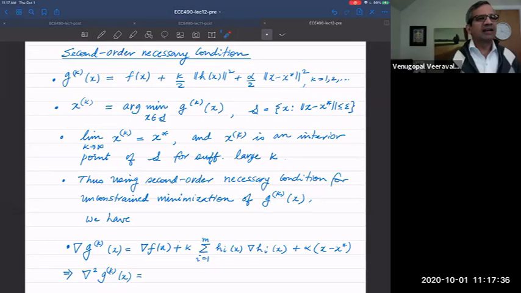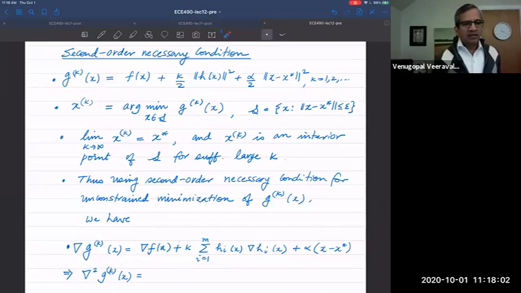For sufficiently large k, the minimization of g_k over the constraint set S is the same as unconstrained minimization, because we know that x_k becomes an interior point of S for large k, because x_k is converging to x star. So what's the second order necessary condition for unconstrained minimization of g_k?